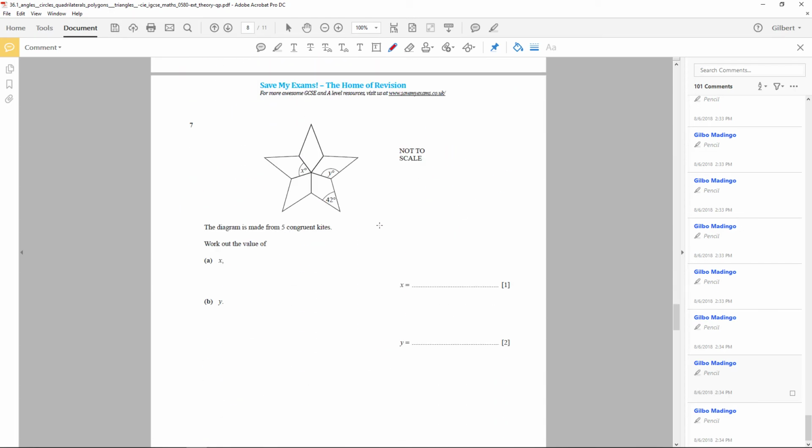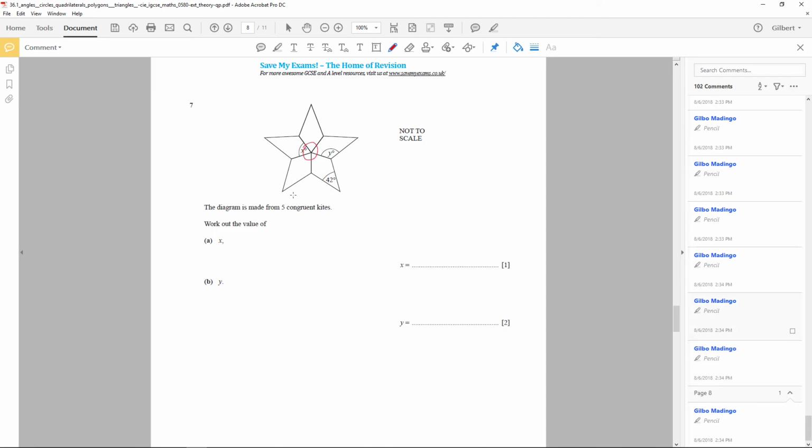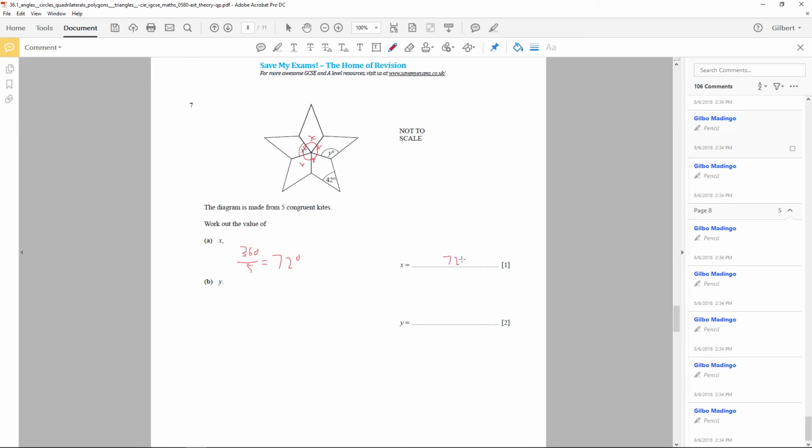Okay. Next question. The diagram is made from 5 congruent kites. Find the value of x. Again, inside here we know that is 360 degrees and all of these are x, x, x, and x. So to find x, it is 360 divided by 5, which is 72 degrees. Okay, x is 72 degrees.